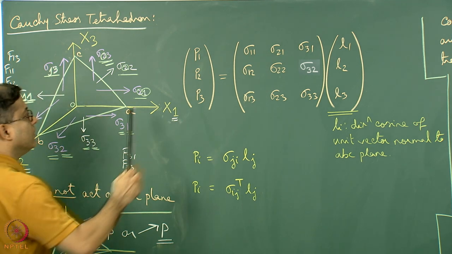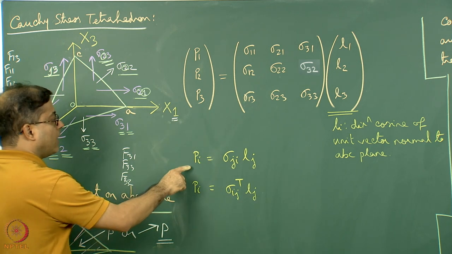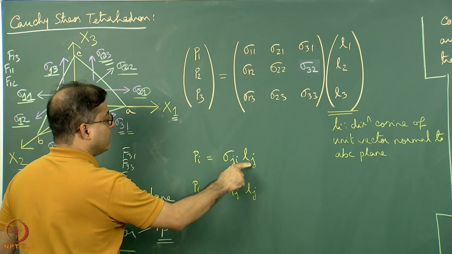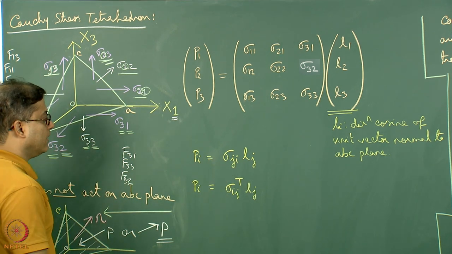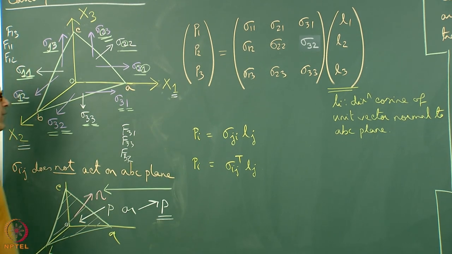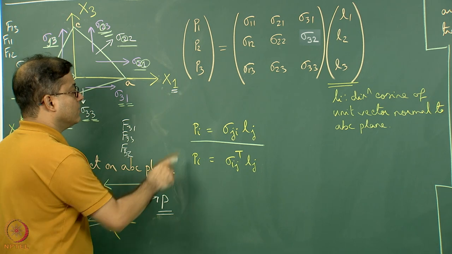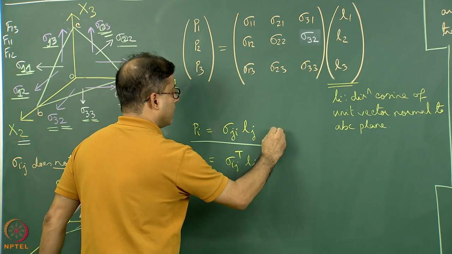And these three equations can be further shortened as Pi equal to sigma ji Lj, or we can write sigma ji as sigma ij transpose. Let us try to understand how this works. Consider i is equal to 1.